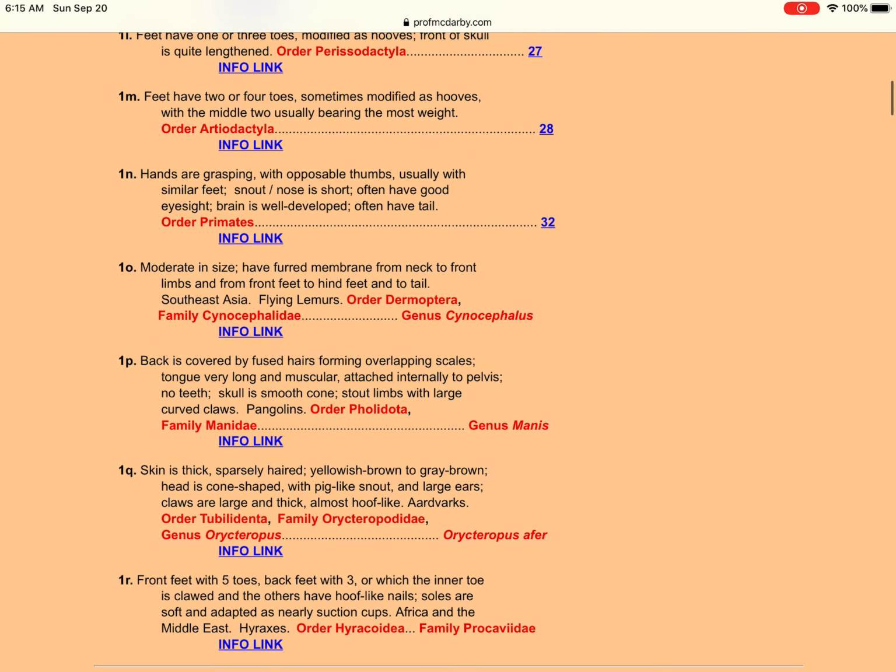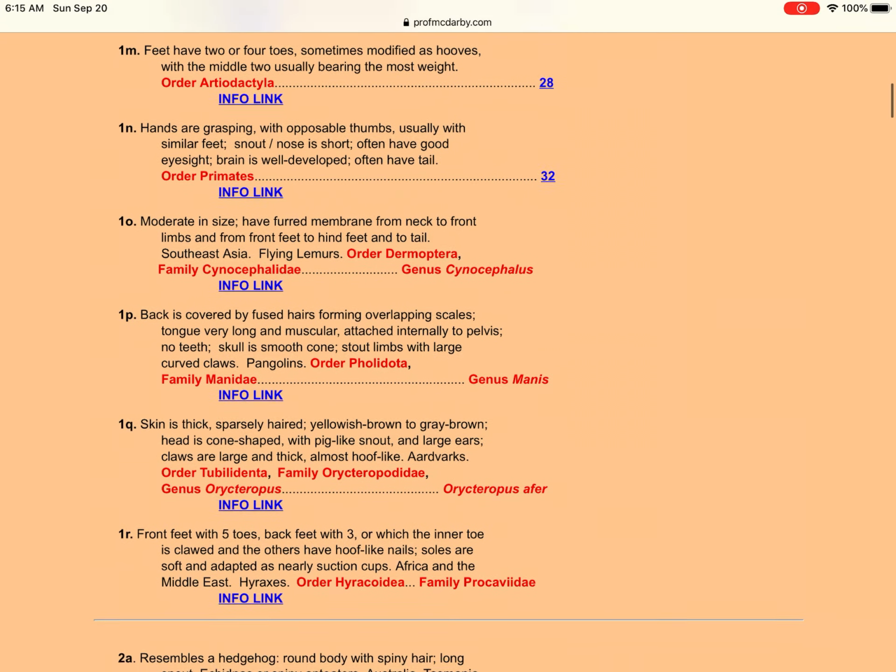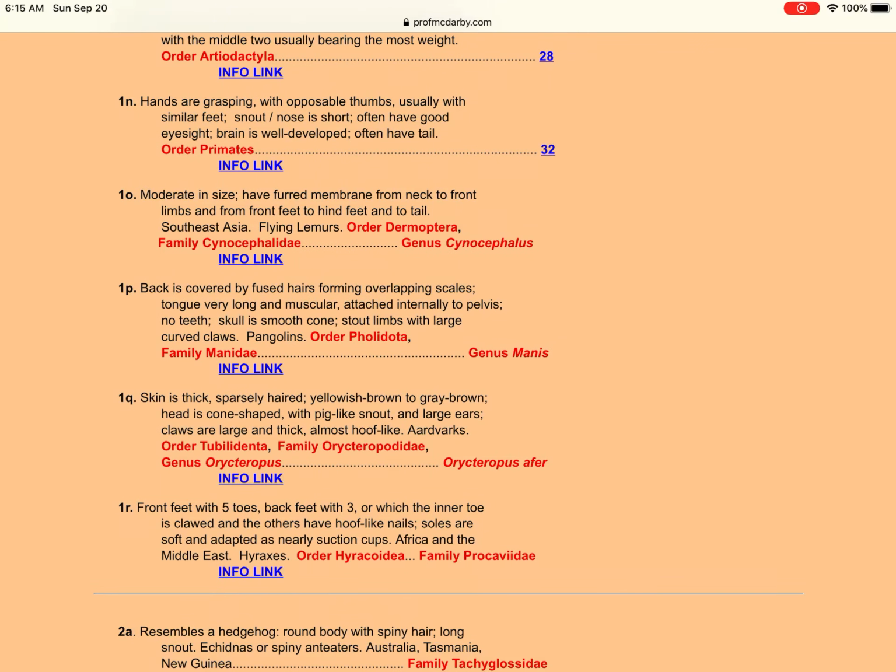Now, you'll notice that these other choices are dead ends. They don't go to new numbers. And whenever you hit a dead end, the very last thing in the description will give you common names. 1O are flying lemurs. Well, that's obviously not us. 1P are pangolins. Nobody knew what the heck these were until somebody thought that the coronavirus had jumped from bats to pangolins to people. But that's not us.